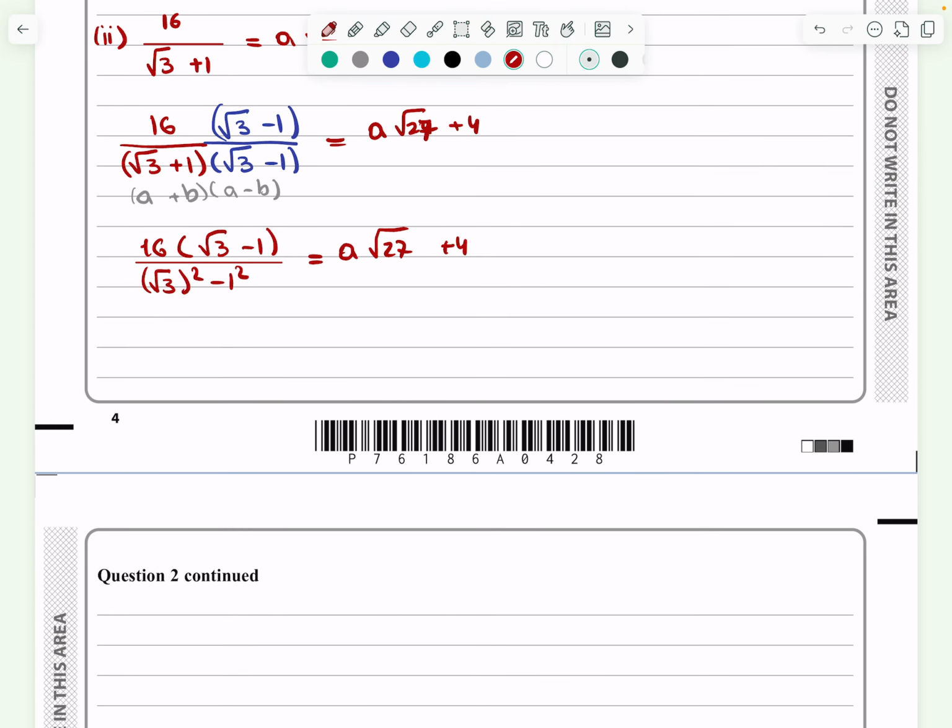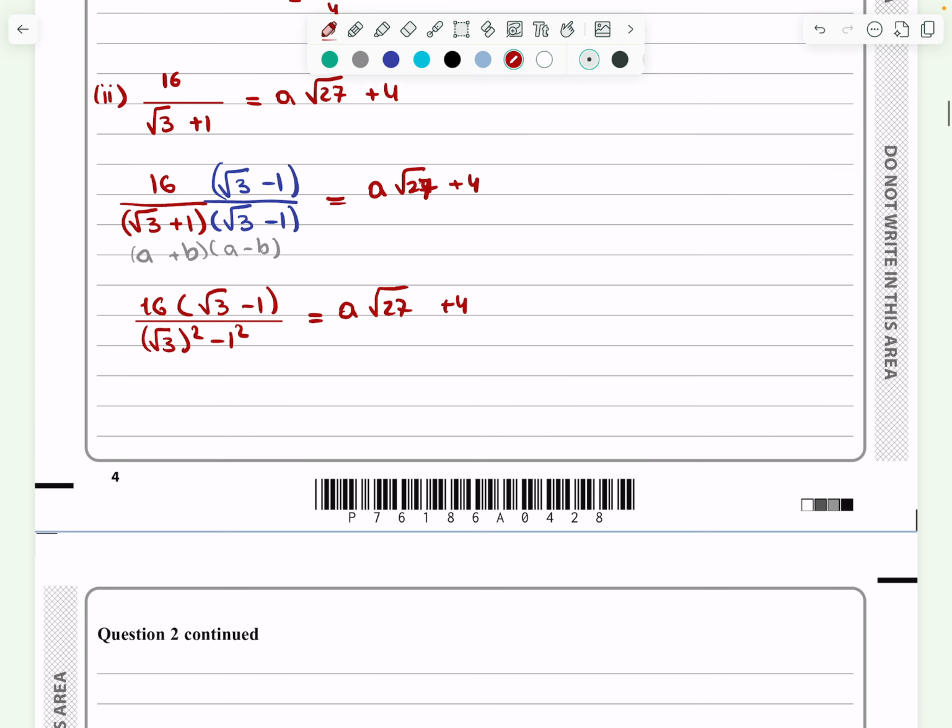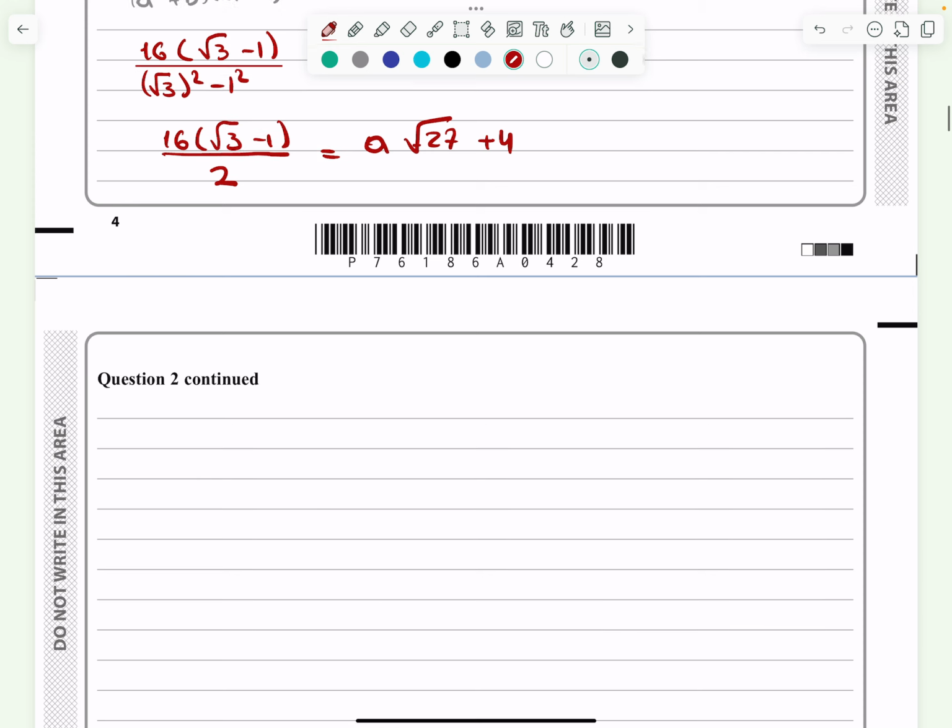Actually, I'm going to get rid of this fraction when I do rationalizing the denominator for the left side. Then I have 16 multiplied by square root of 3 minus 1, and square root of 3 squared minus 1 squared is basically 3 minus 1, which is 2, and that's going to give us a perfect number without the root, which is nice.